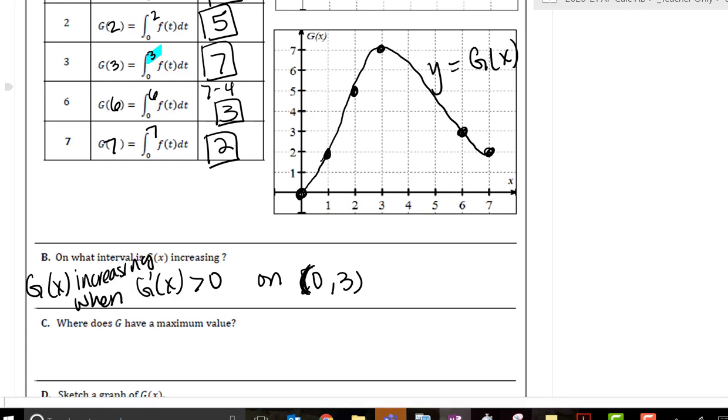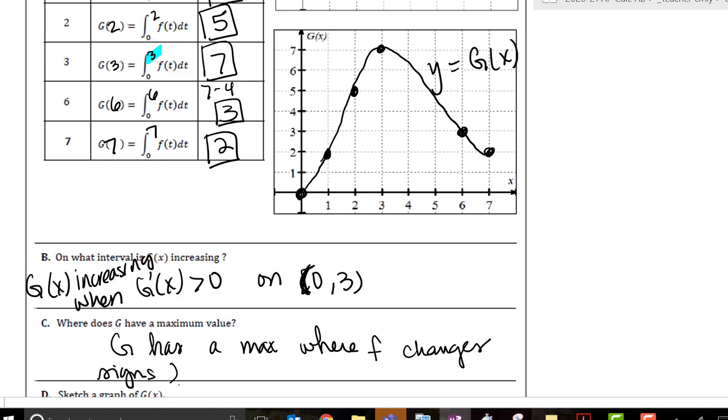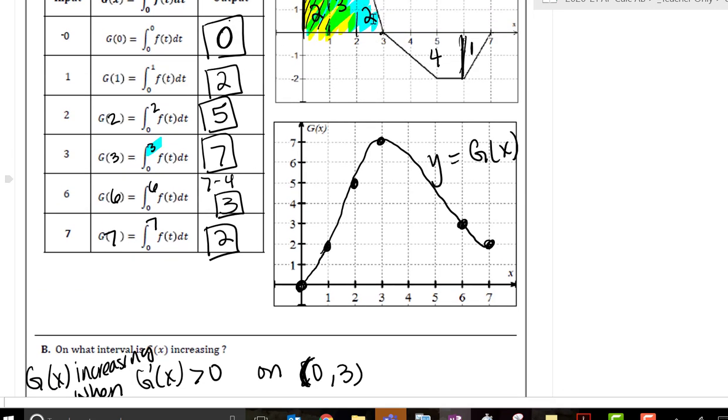Then it has a maximum value, very similar. G has a maximum value where, and let's go back, we are using f, so let's name that, where f changes signs from positive to negative, very similar to what we did last unit, at x equals 3. And then we can say the max is 7. And then we're done. Because if I look at this, we're changing from positive to negative, so that is where that maximum is going to occur.